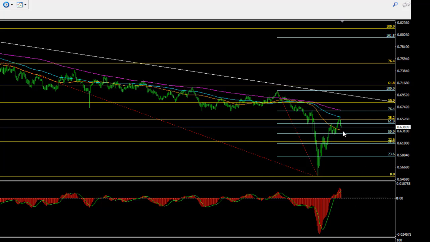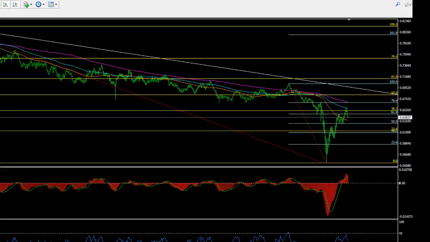I wouldn't be surprised to see a test of the 55-day moving average down around 63.30. And I certainly don't think for the time being we're going anywhere close to last week's high, 65.60, where the 100-day moving average is. So once again, selling rallies for the time being, looking for a test of the downside.